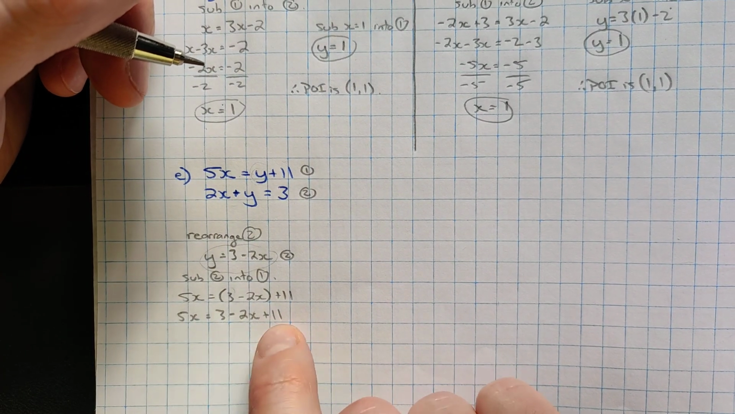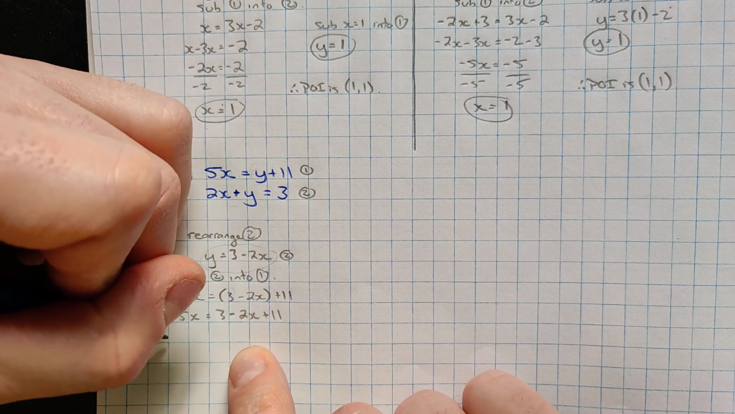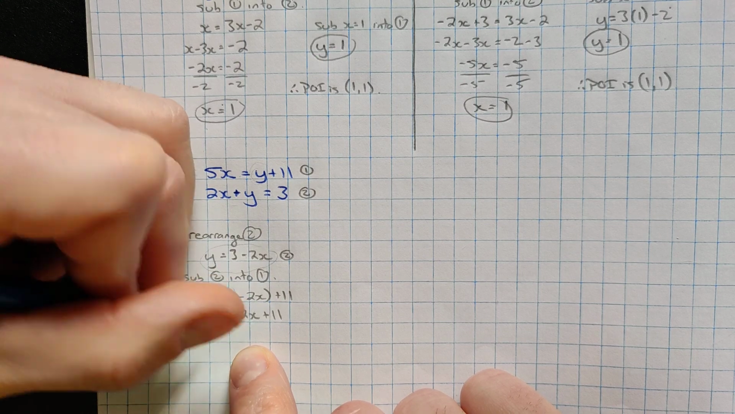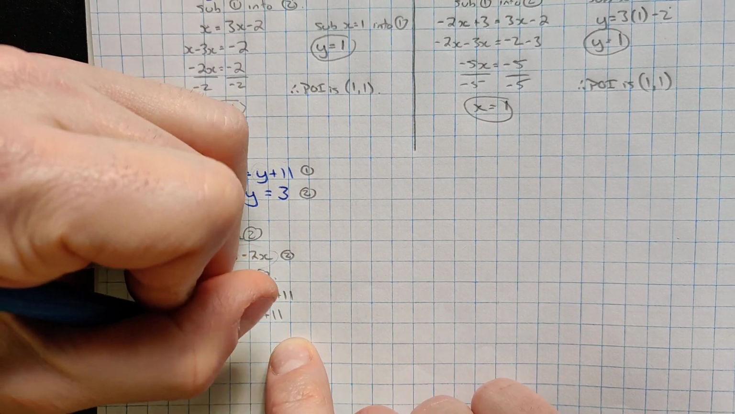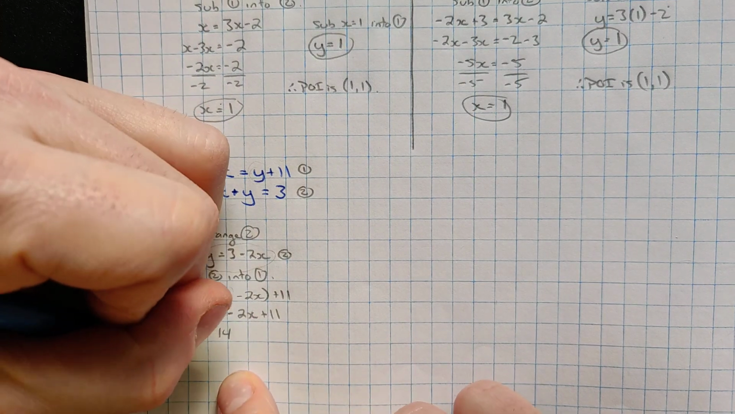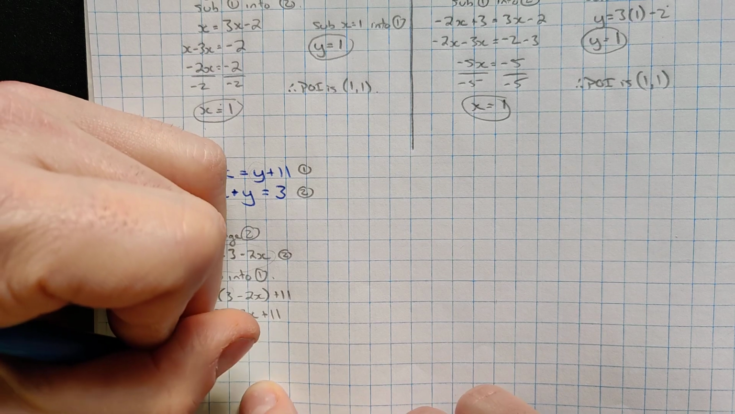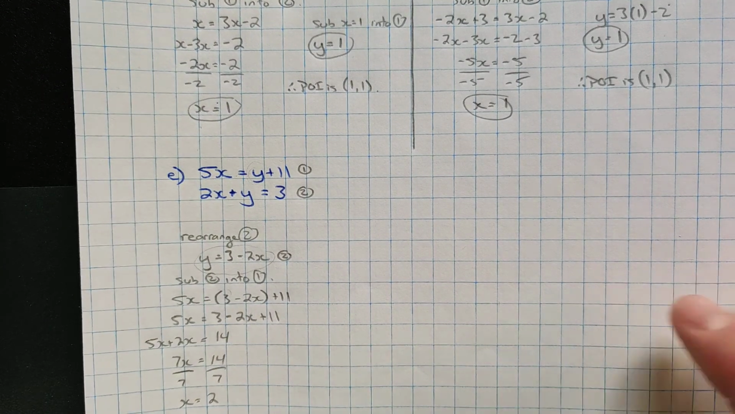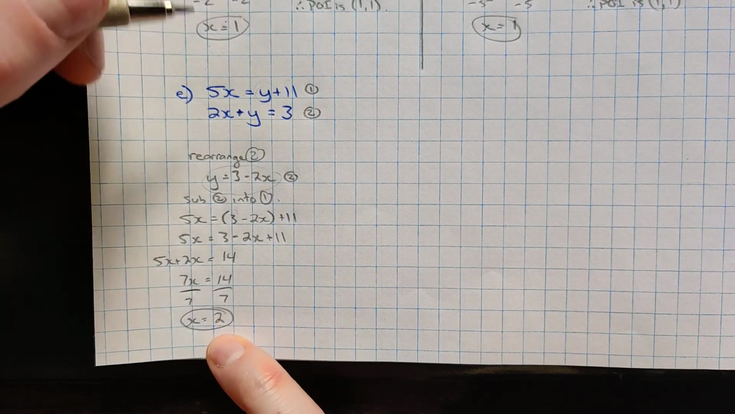I'm going to collect my like terms, and I'm going to also add 2x to both sides. 5x plus 2x equals 3 and 11 is going to add up to 14. 5 plus 2 is 7x equals 14. Divide both sides by 7. Left with x equals 2. So there is the rearrangement and solving for x.